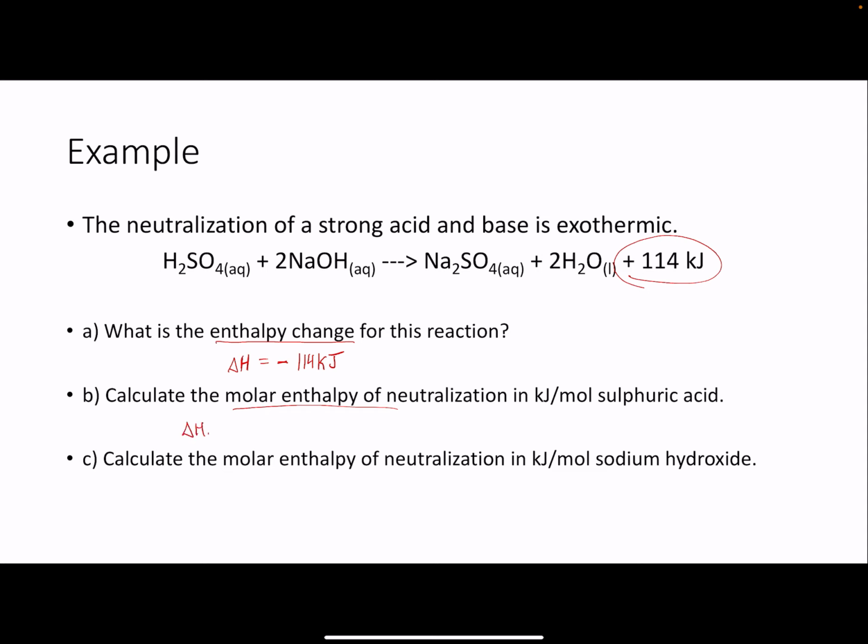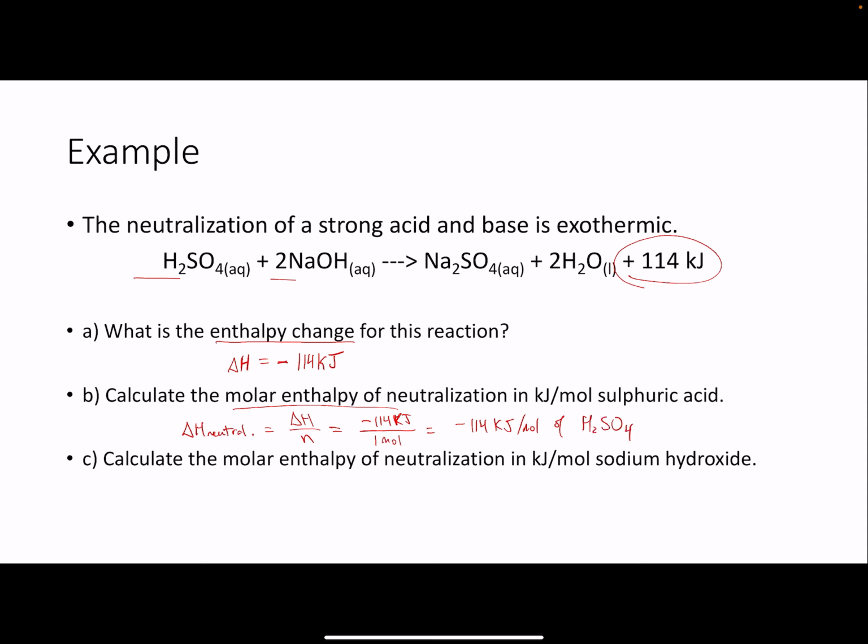So delta H neutralization, doesn't matter what we write here, is equal to delta H divided by the number of moles. That's our formula. So in this case, we're given delta H as negative 114 kilojoules. Found that at the top. And we can look at the coefficients for the number of moles here. So there is 1 mole of sulfuric acid, which means that is our answer, negative 114 kilojoules per mole of sulfuric acid.